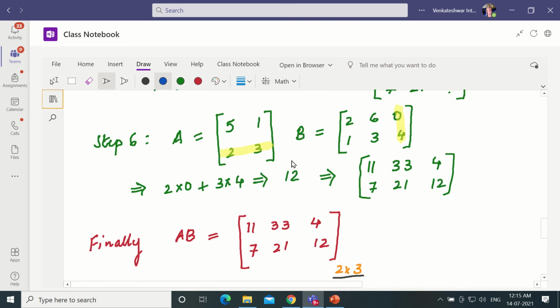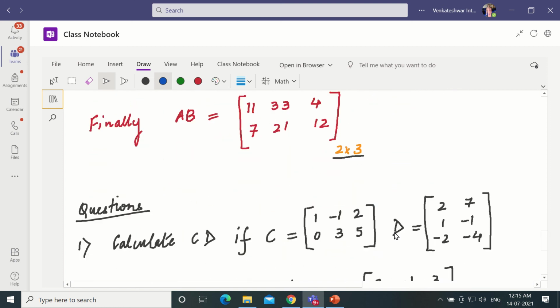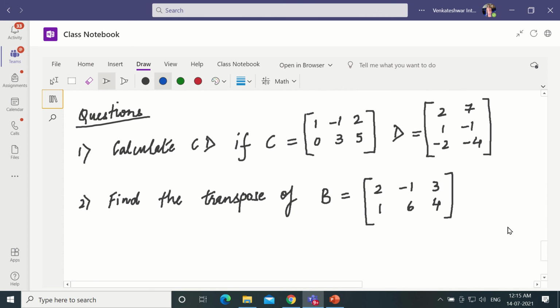Now finally, I write all my values together. So this becomes 11, 33, 4, 7, 21 and 12. And this of course is a 2 by 3 matrix. So this is how matrix multiplication is done. So here I've given you two questions also. You can do this on your own, so that you understand how matrix multiplication and transpose are done. Thank you.